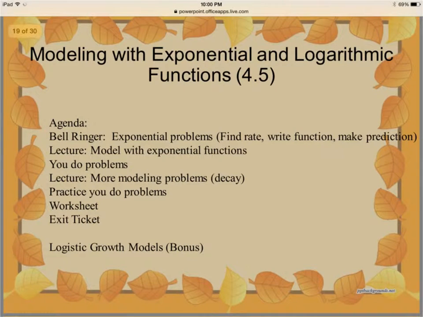This last section is about logistic growth models, and that's bonus. So this is an optional section. You can do it if you want to, and I will give you extra credit.